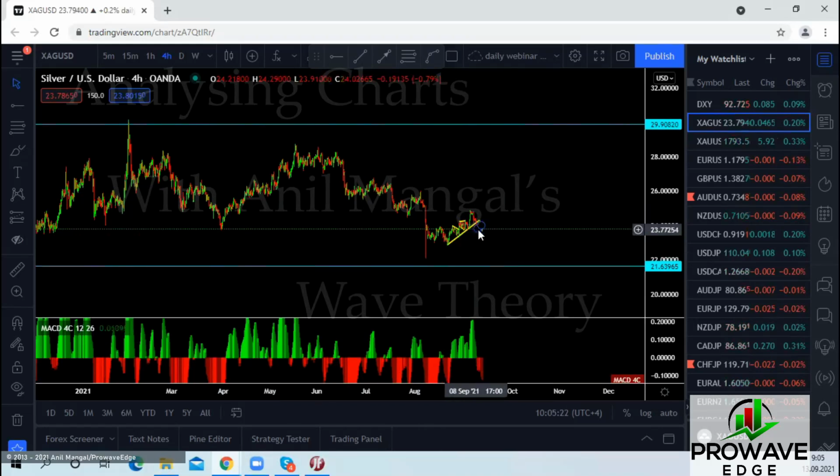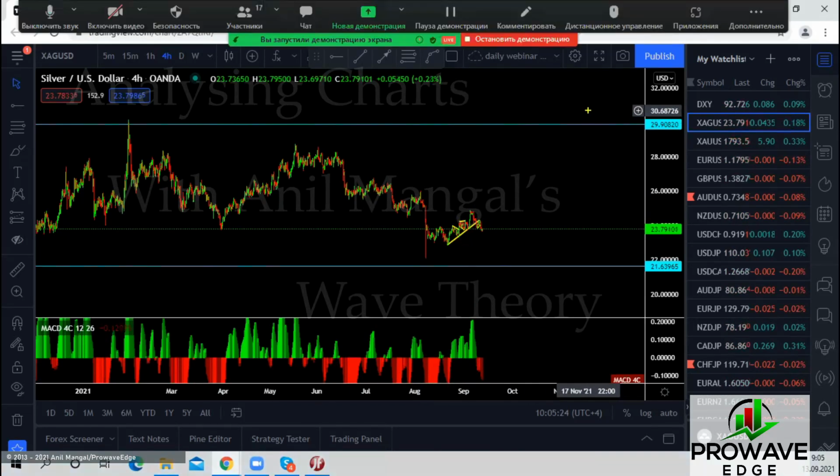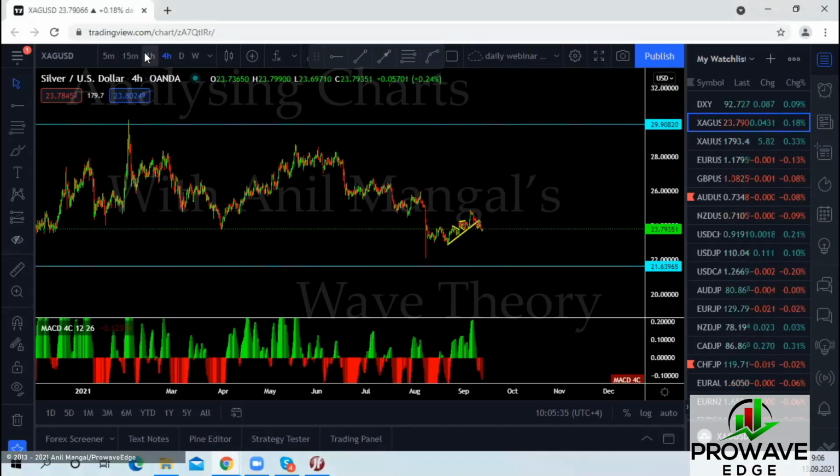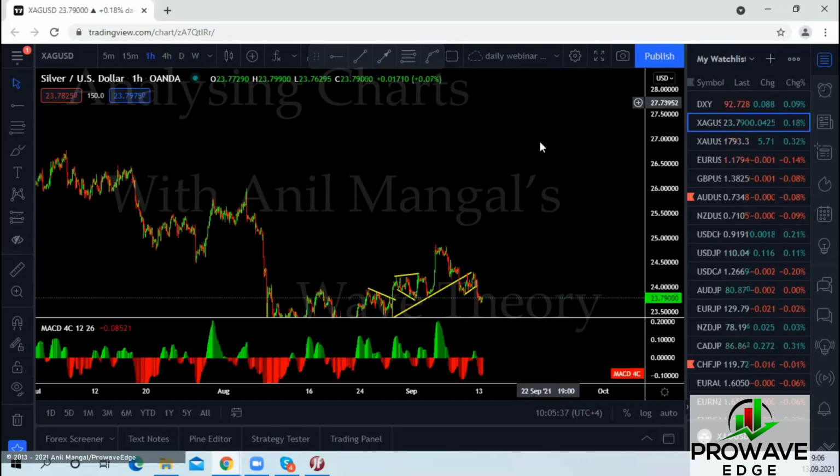Can they actually pull back like this and still climb up? Let's say, for example, pull back here, but still climb up like this all the way back to the top here. That is possible, the slow climb. It's possible. It's not very common, but it happens. Let's go into 1 hour and see what we look for.